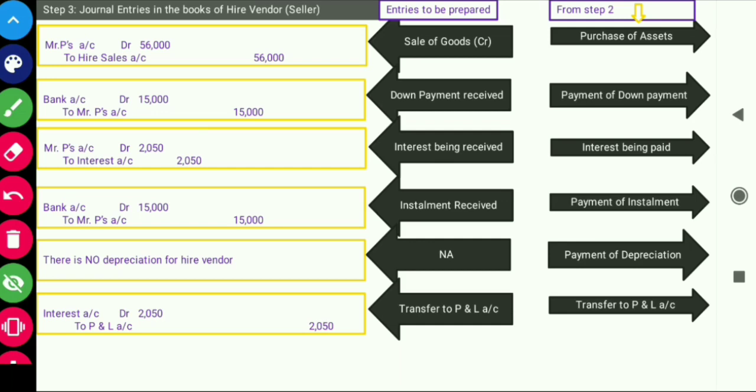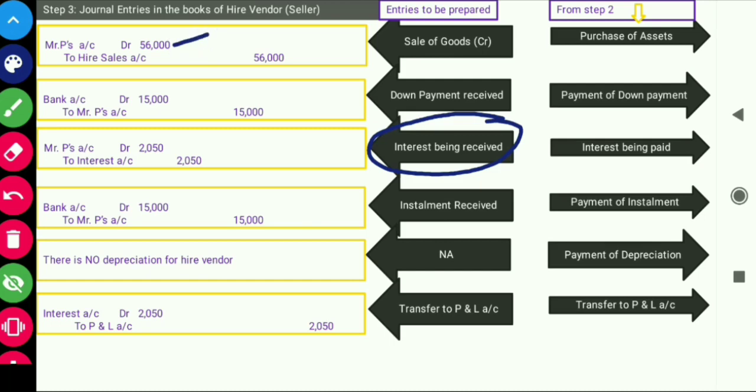So the third transaction is all about interest being received. In the previous step itself I told you we need not prepare a journal entry for interest received or interest paid, because in this hire purchase system interest alone cannot be paid or received. It always comes with the installment. So that's the reason we need not prepare a separate entry. But this entry is prepared to know the original value of the debtor. Here you can see that on sale of goods, the value of the debtor is 56,000. Here Mr. P is a debtor to the hire vendor.